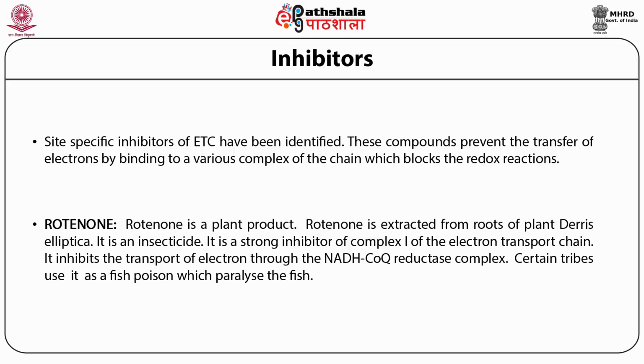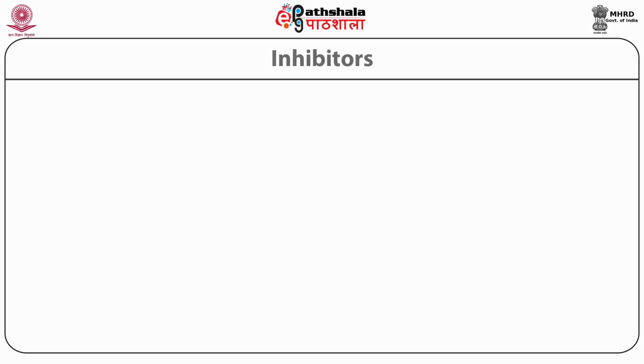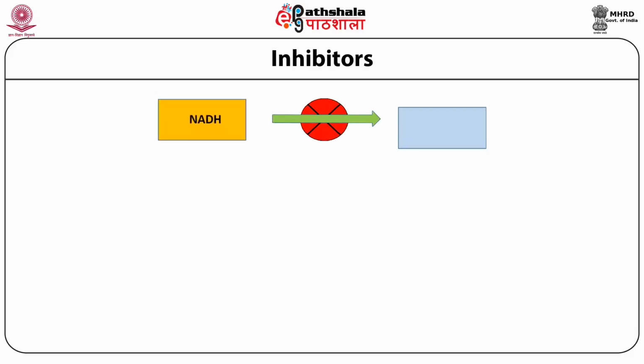It is reported that certain tribal communities use it as a fish poison. By consuming this poison, the fish are paralyzed. This slide explains how rotenone affects the complex.